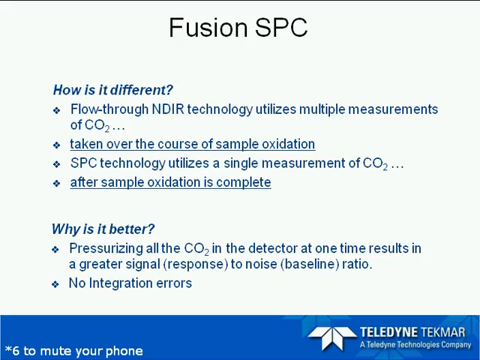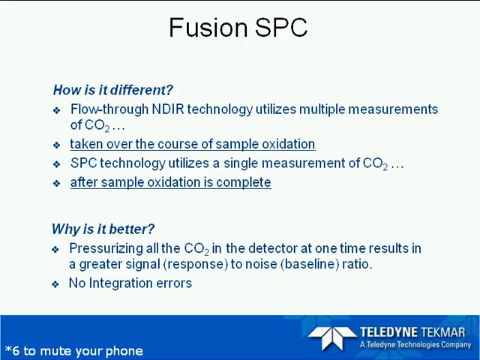So how is SPC detection different from NDR detection? This is kind of a summary review. Flow-through cell NDR technology utilizes multiple measurements of CO2 taken over the course of sample oxidation. So if you recall, it's integrating while oxidation is occurring. SPC utilizes a single measurement, what we like to term static read, one single reading after oxidation is complete.